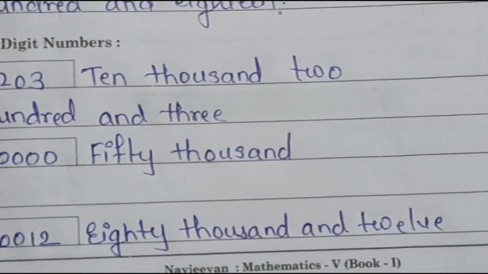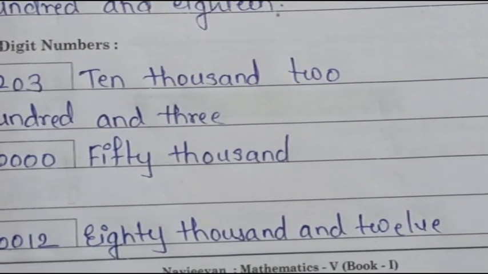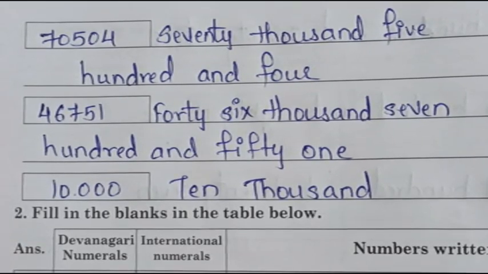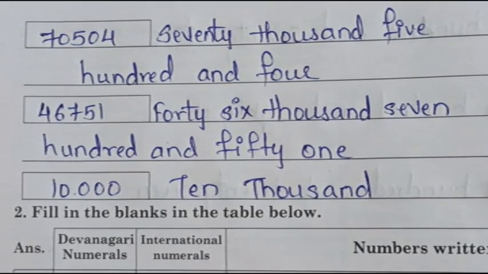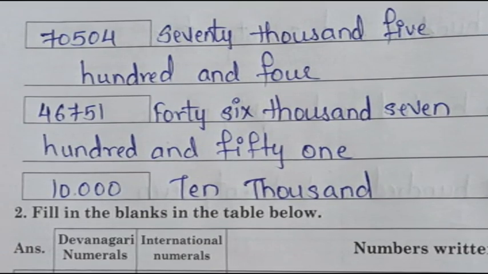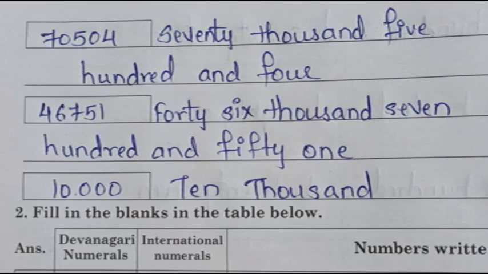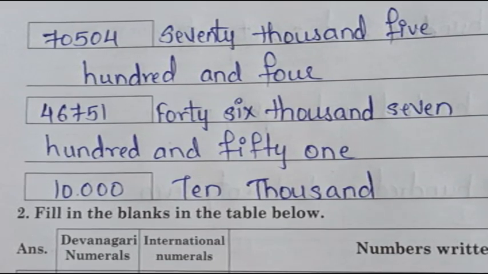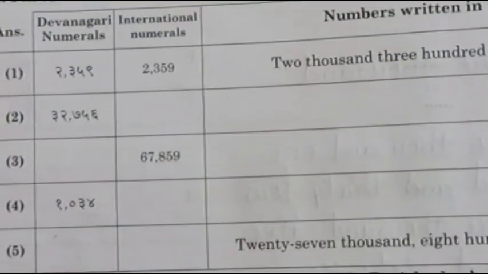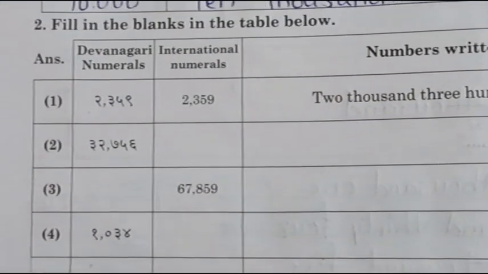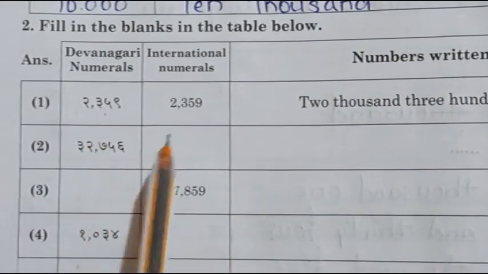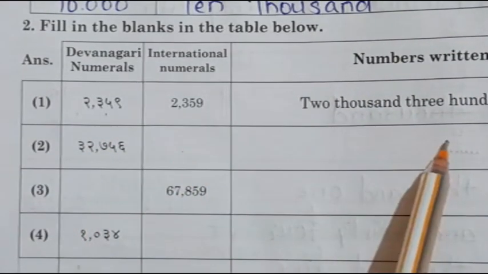Now you will turn to page number 54. Now students, on the next page, that is page number 54, I have already written. You will write this. Similarly, the way I have written, you will write it like that. Now in problem set 2, question number 2 is to fill in the blanks in the table given below. So you have to write the numbers in Marathi, in English, and in words.